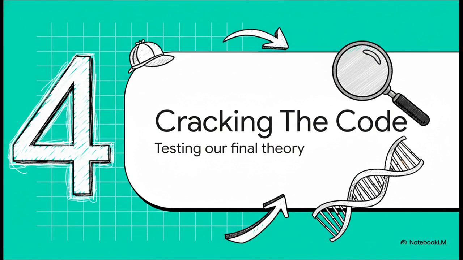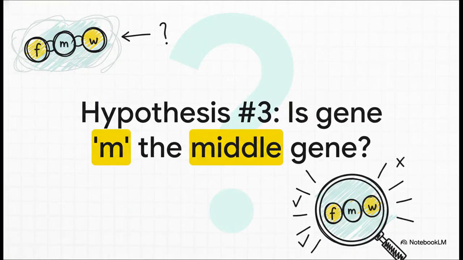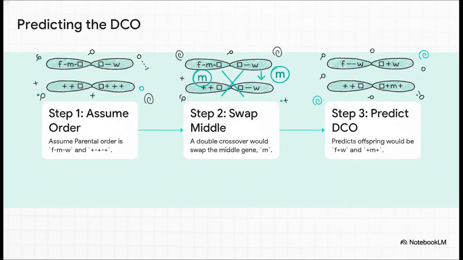But a good detective always confirms the evidence. We absolutely need to test our final suspect to be 100% sure we've cracked this case. Our final suspect is gene M. Could the true order of genes on this chromosome be FMW? Let's put it to the test and find out. Okay, one last time, let's walk through it.